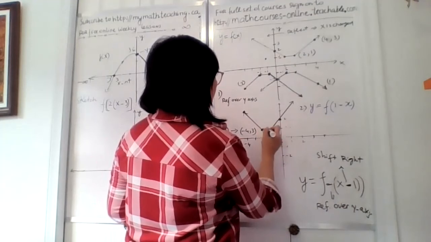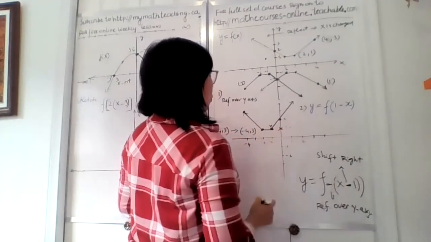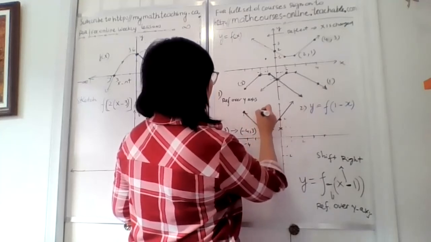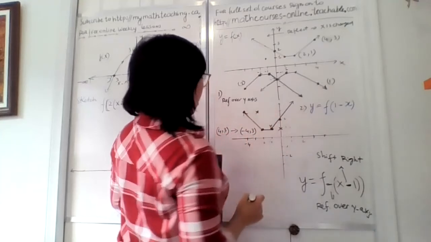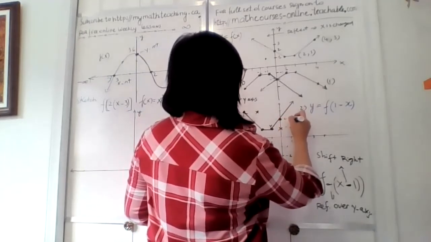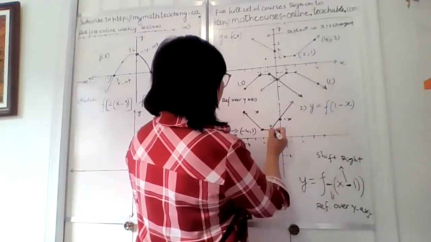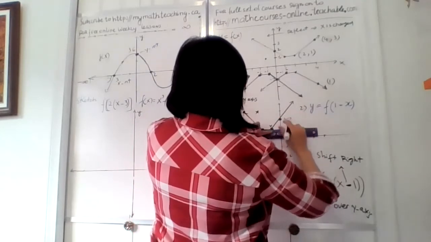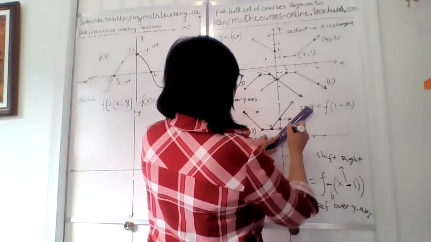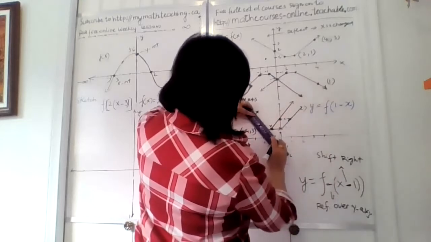This point will be shifted to here, right? And mark the X here. And this point will be shifted to here. This point will be shifted to here, 1 unit. And this point will shift to here as well. So this point shifts to here. So our next sketch will be like this, when we shift to the right 1 unit.